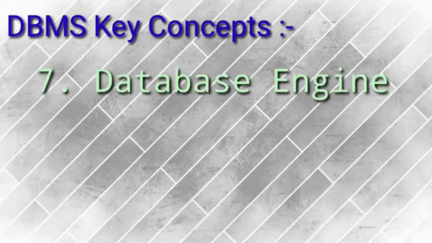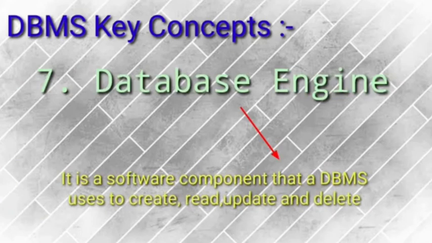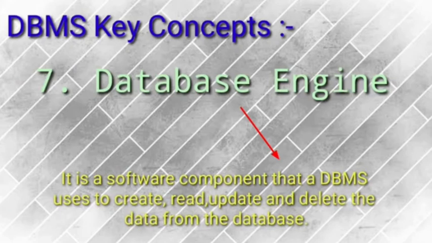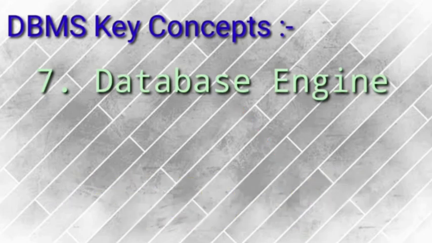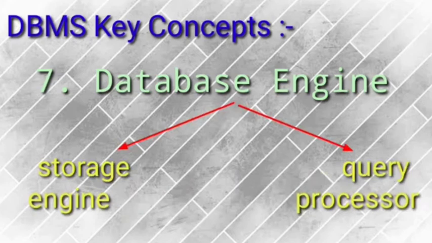The last and most important key concept of DBMS is the database engine. The database engine is basically a software component, or you can say a program, which a database management system, a DBMS, uses to create, read, update or delete the data from the database. So any action done in the database by the DBMS software is handled by the database engine. It is further divided into two major components: the storage engine and the query processor.